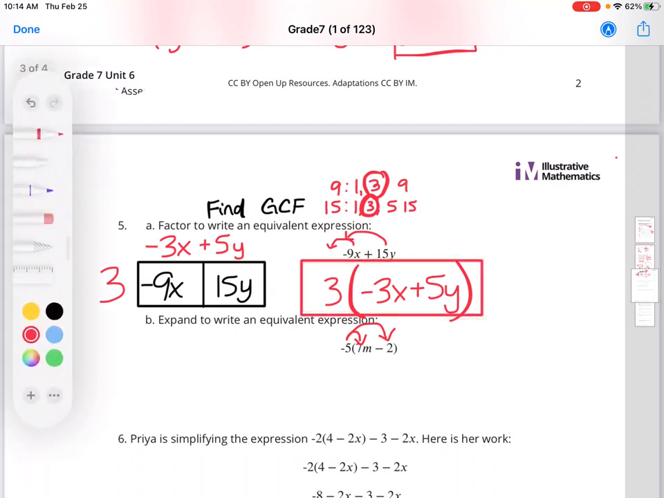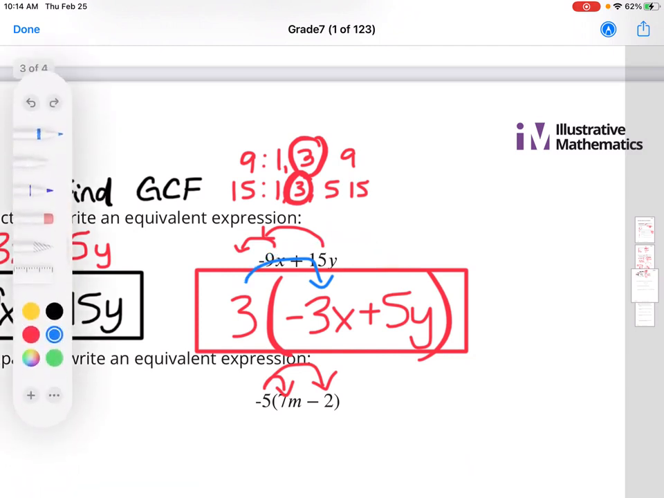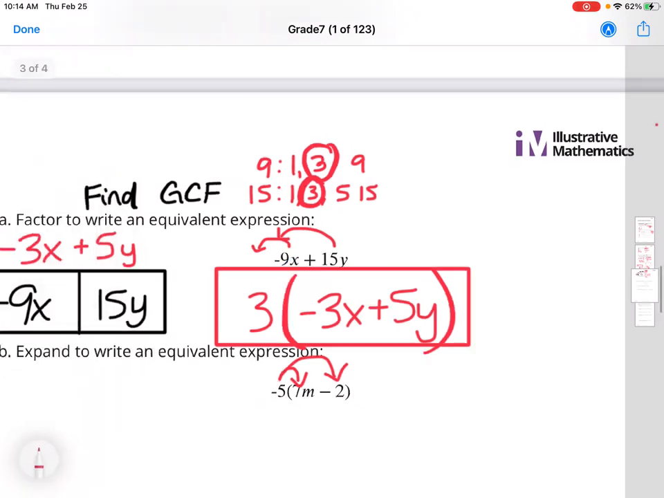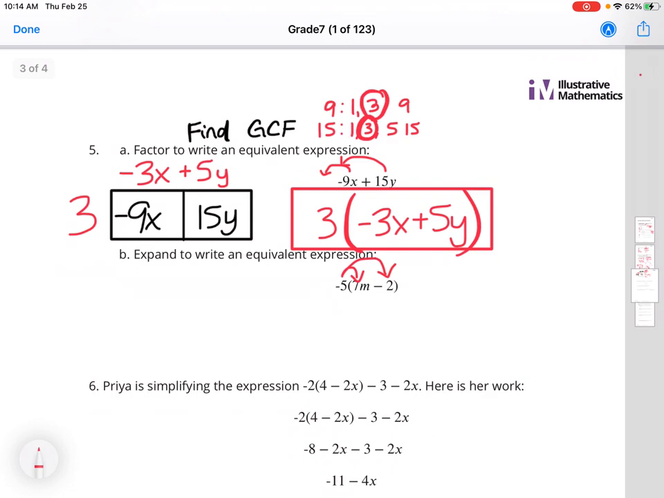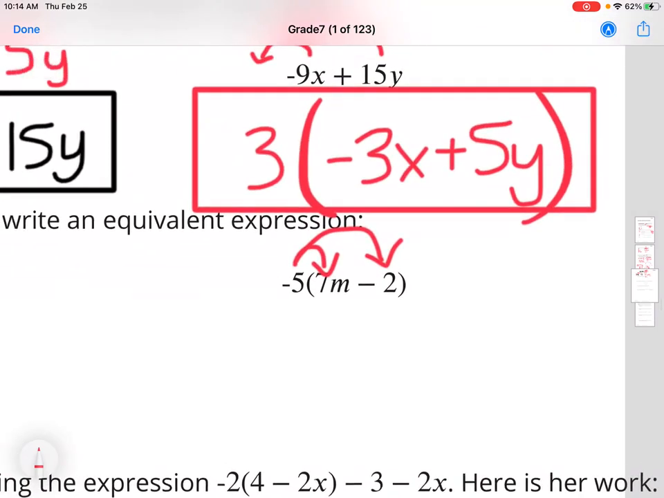So if you wanted to check that, you would just use distributive property. So 3 times negative 3x is negative 9x, and 3 times positive 5y would be 15y. On B, just want you to expand to write an equivalent expression. So now we're just applying distributive property. So negative 5 times 7m would be negative 35m. Negative 5 times negative 2 would be positive 10.